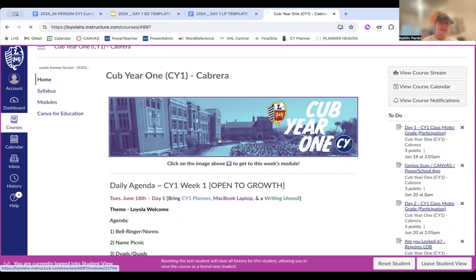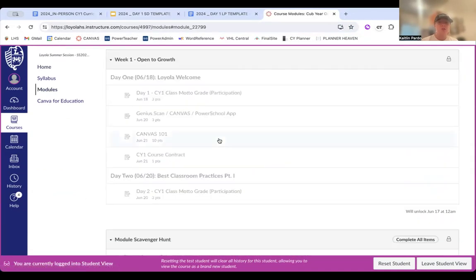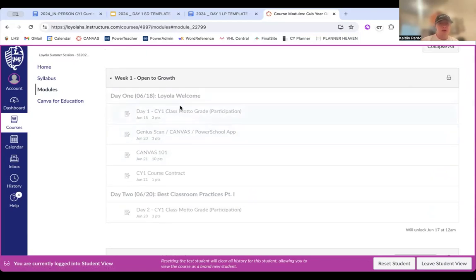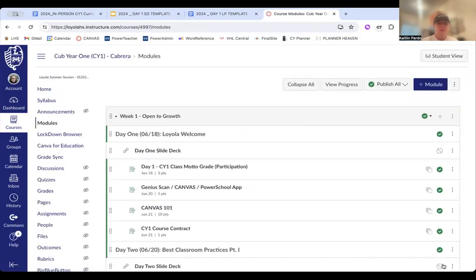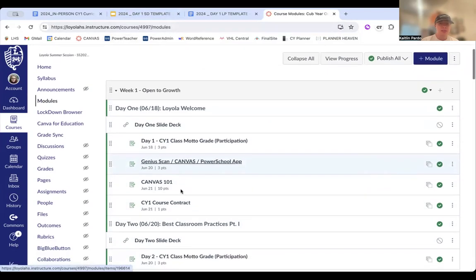If I click on this, it's going to take us directly to our module. Our module has the day 1 motto grade, which was based off of today, and the 3 homework assignments that I have listed. I'm going to leave student view for a second. And so again, just give them sort of a taste of what they have to do.